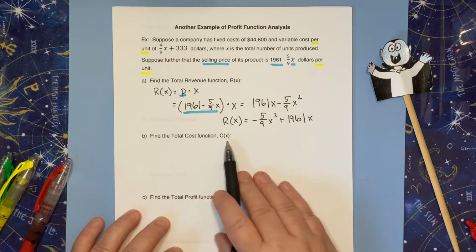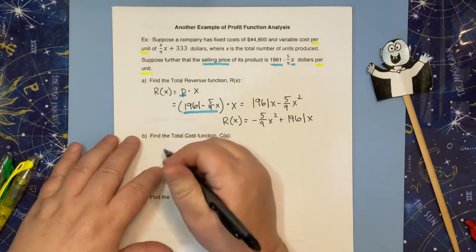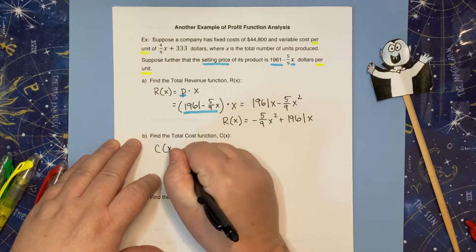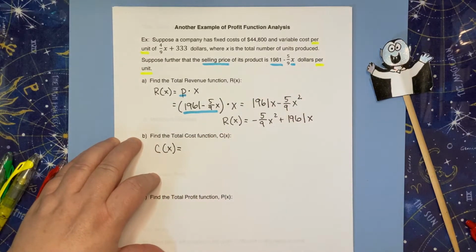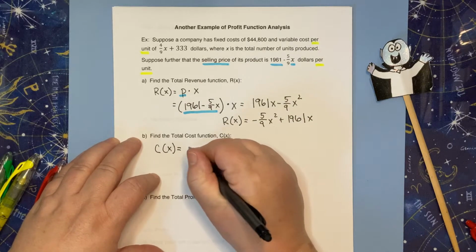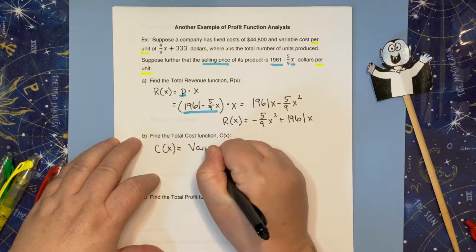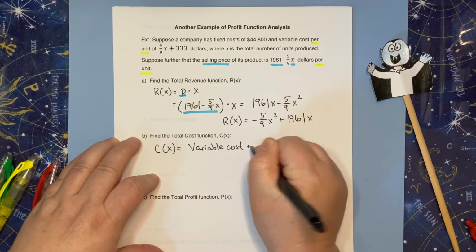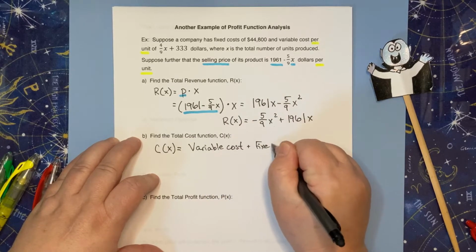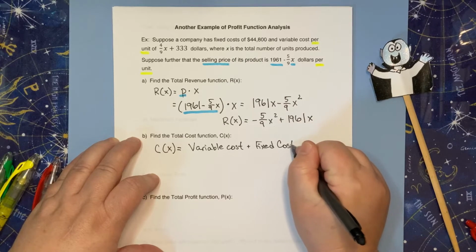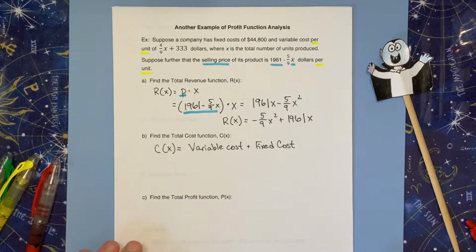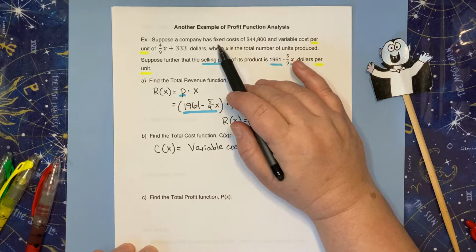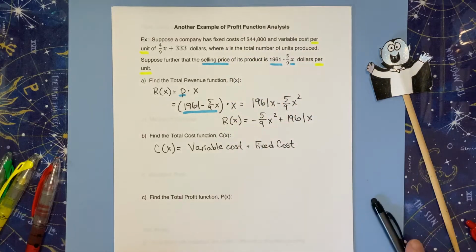Now I'm going to go into the cost function. This is going to be the total cost function. So remember, cost is a bit more exciting, a bit more complicated, because we've got to include our variable cost plus our fixed cost. Okay, so we've got fixed costs up here. It says fixed costs are 44,800.